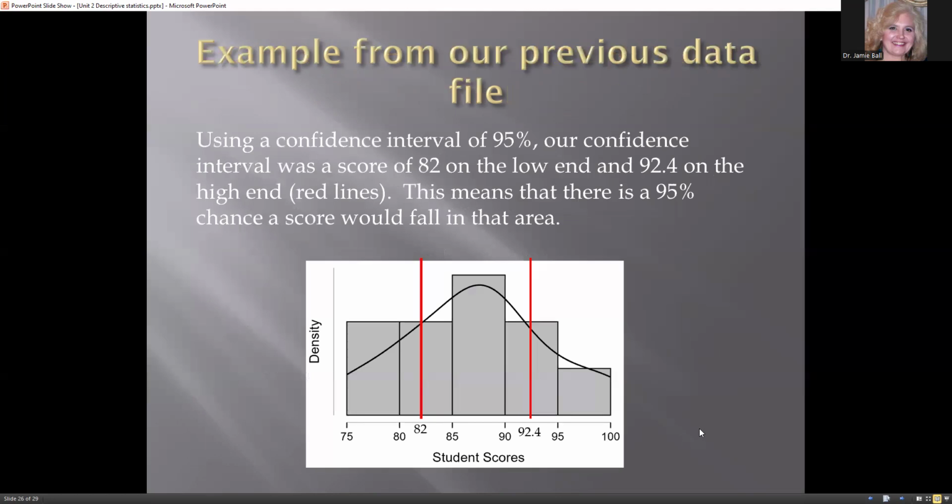So here's a look at it. We can look at this distribution here, this histogram. The red lines are the confidence interval between 82 and 92.4 from our sample data set. All right. So using a confidence interval of 95%, there's a 95% chance that any score we pull would fall in this area.